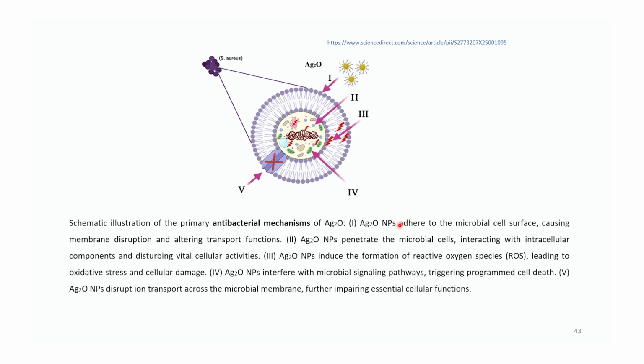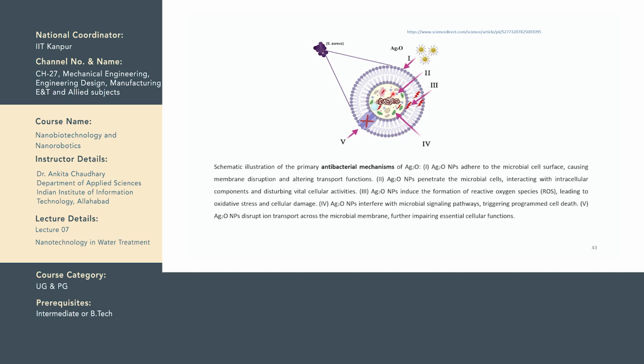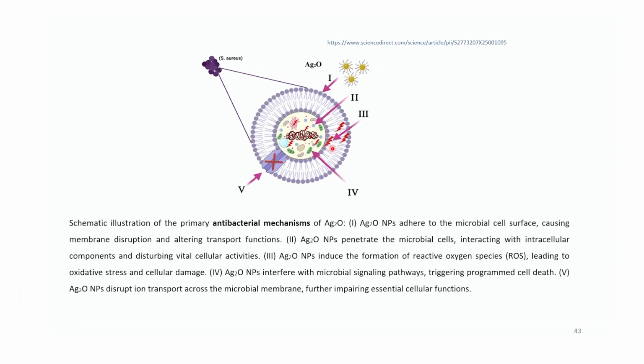That's step 1, where silver oxide nanoparticles come and adhere to the microbial cell surface. They are coming and sticking to the cell surface, causing membrane disruption and altering transport functions. Then number 2, these are passing through the membrane, penetrating the microbial cells and interacting with the intracellular components and disturbing some important cellular activities. Then 3, your silver oxide nanoparticles are producing reactive oxygen species. These will be interacting with your biomolecules, leading to oxidative stress and cellular damage.